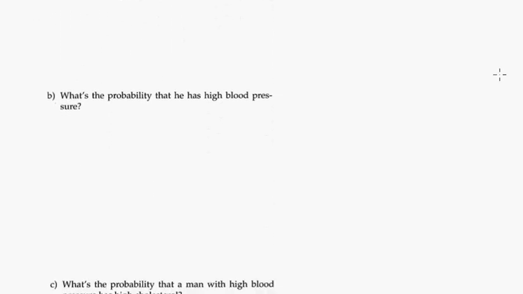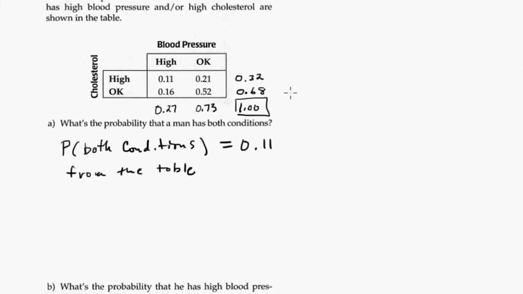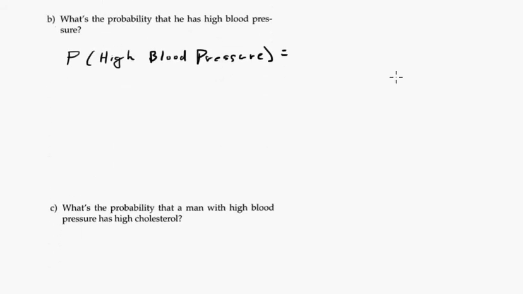Alright, so let's look at the next one. What's the probability that he has high blood pressure? So the probability of high blood pressure. From the table, he could have high blood pressure and high cholesterol, or he could have high blood pressure but okay cholesterol. So it would be this subtotal right here. So it would be 0.27.